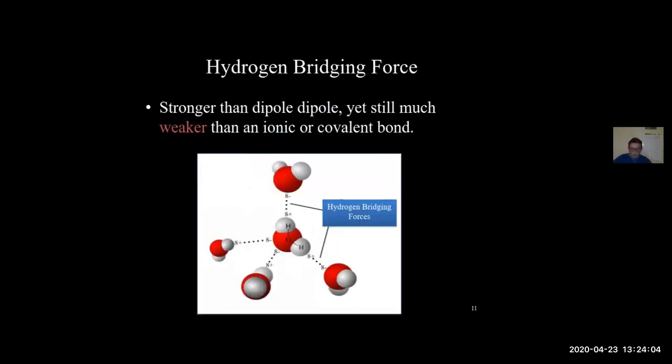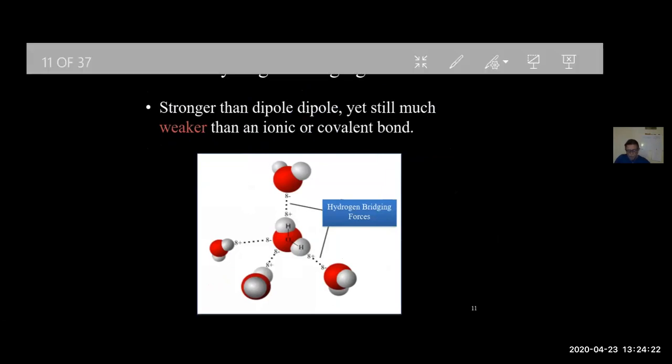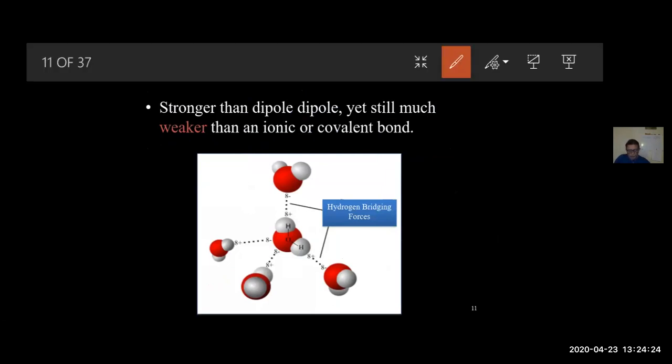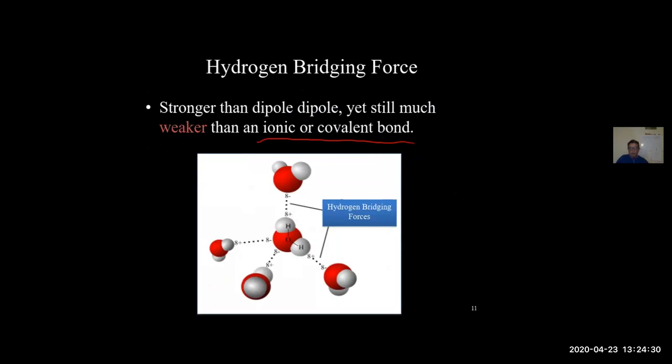This is again another diagram that talks about the hydrogen bridging. It's much stronger than a dipole, but it is weaker than the actual bond itself. These forces that we talked about, they're strong, but when it comes to the bond itself or the interaction of covalent and ionic bonds, they're much, much weaker. But they have a big effect on the physical properties of these molecules.